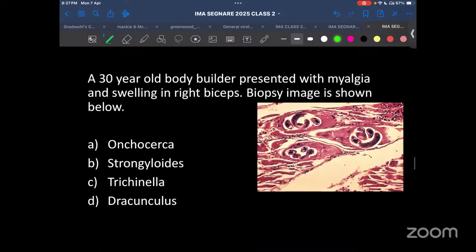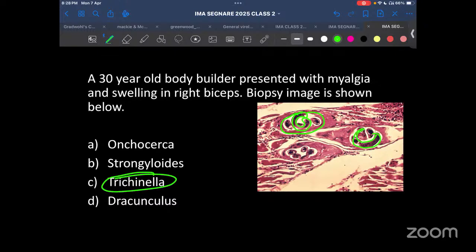A 30-year-old bodybuilder presented with myalgia and swelling in the right biceps. Biopsy image is shown below. So a biopsy image of the right biceps muscle is given. So what is there in the muscle? See here, a spiral organism is here. A spiral worm is here. This is Trichinella spiralis.